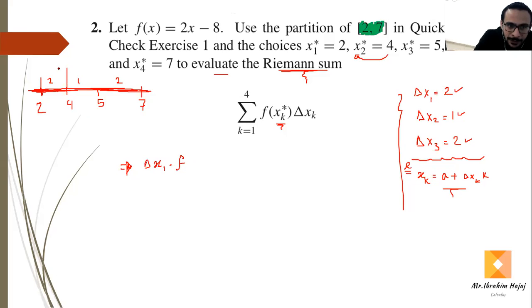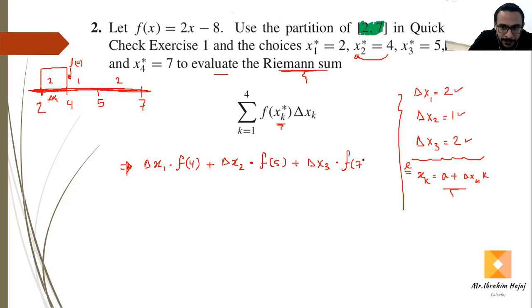we have the width, which is delta x1, which is 2, and the height here is f of 4. Then plus delta x2 multiplied by f of 5, and then plus delta x3 multiplied by f of 7.